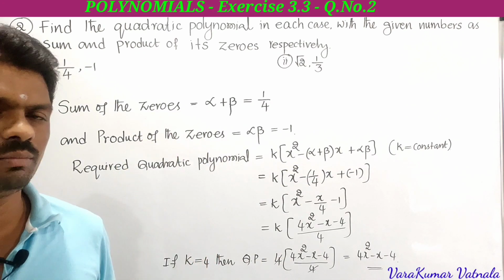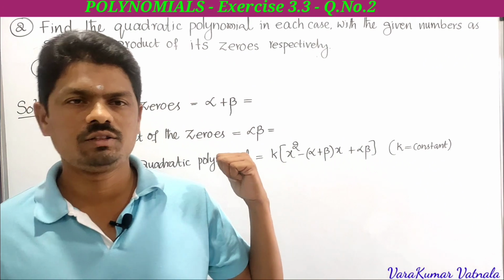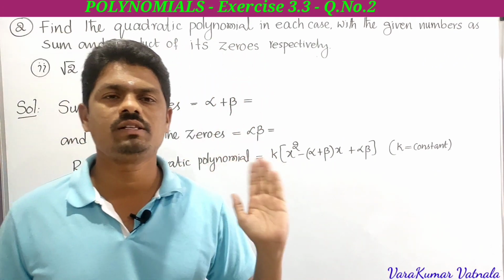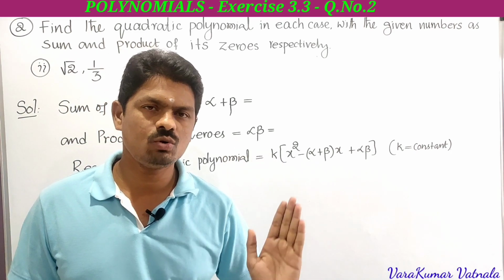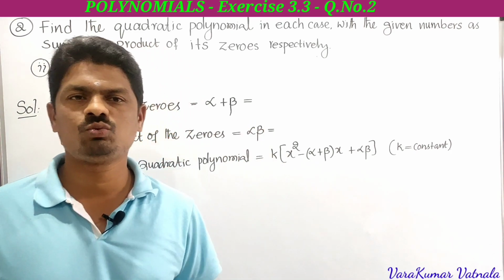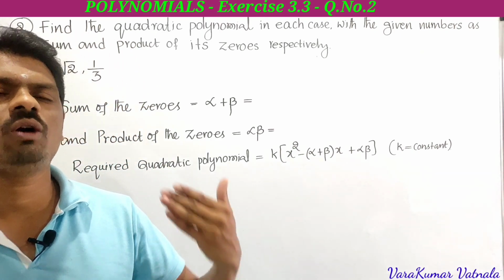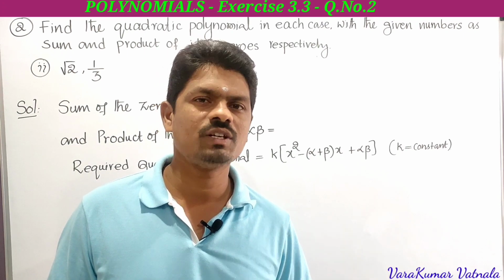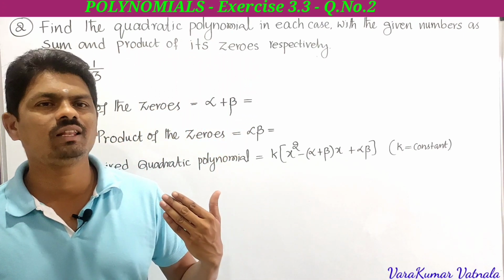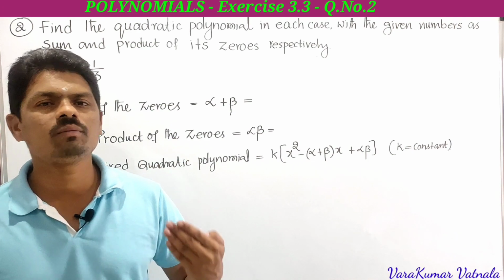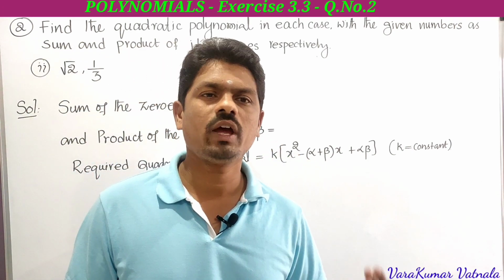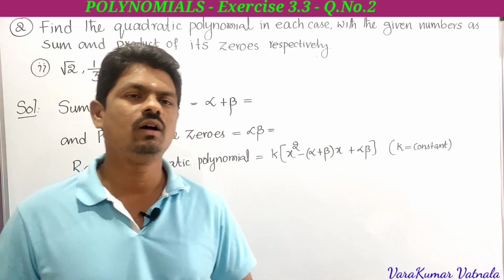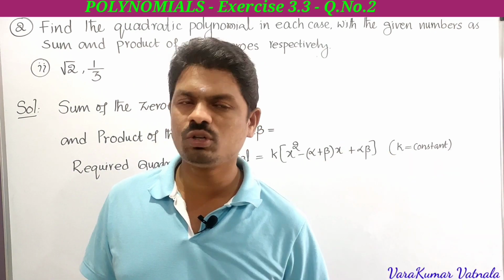Next we have to solve the second bit in the second problem. Root 2 comma 1 by 3 is given. So the sum of the zeros is root 2, and the product of the zeros is 1 by 3. Using these two we have to find the quadratic polynomial. We know if he gives the sum of the zeros and product of the zeros, then the required quadratic polynomial is equal to k into x square minus alpha plus beta into x plus alpha into beta. So this is the formula. Simply substitute in the formula.